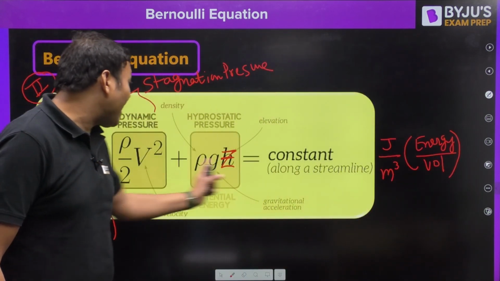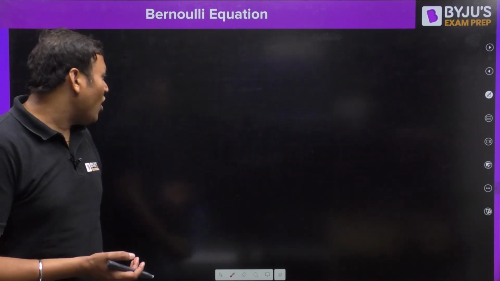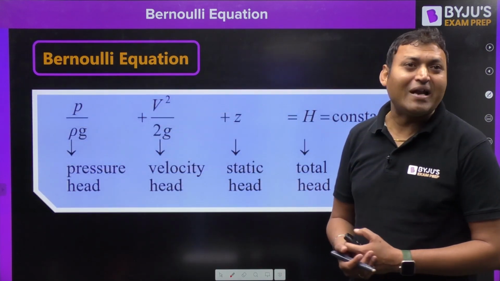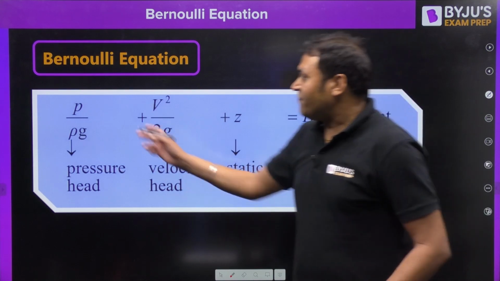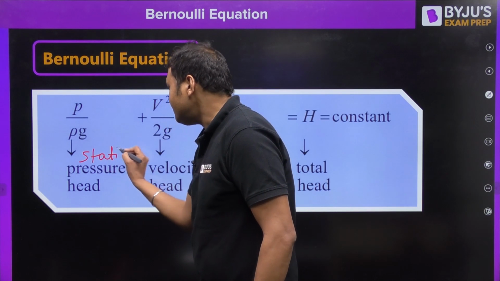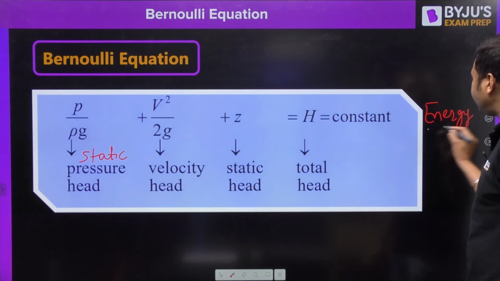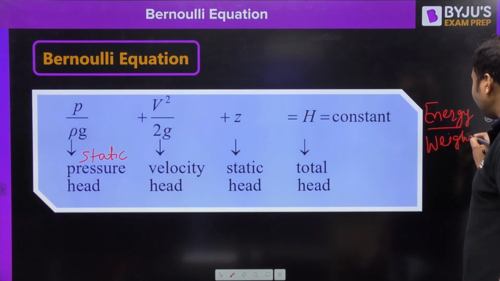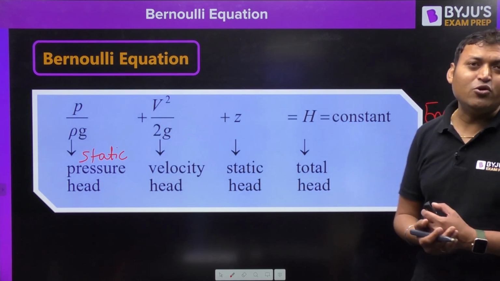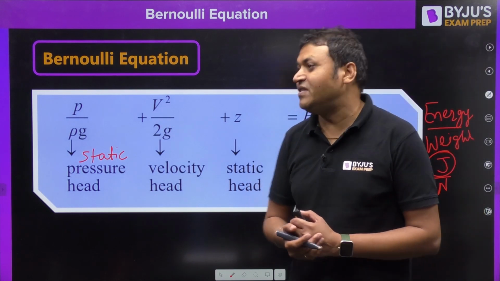If we divide the whole expression by rho g, then we obtain another form of the Bernoulli equation that is most frequently used in our analysis. The first term becomes P by rho g, which is called the static pressure head of the fluid. Why is it the static pressure head? Each and every term now represents energy per unit weight, and energy per unit weight means joule per Newton. Joule is Newton into meter, divided by Newton gives meter.